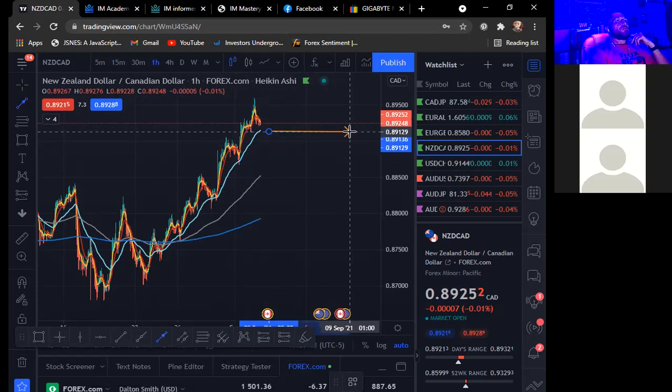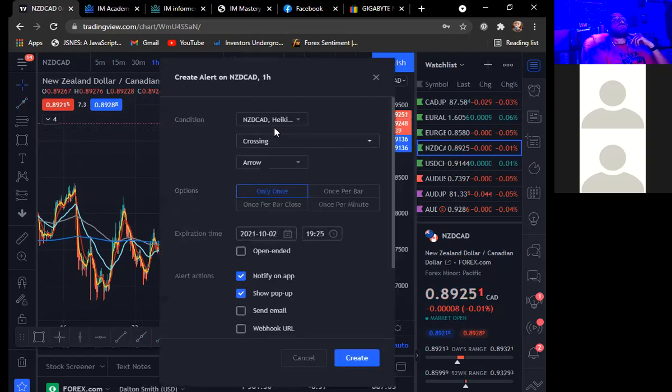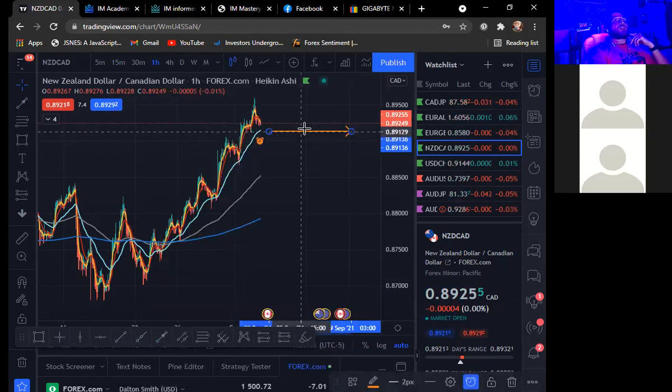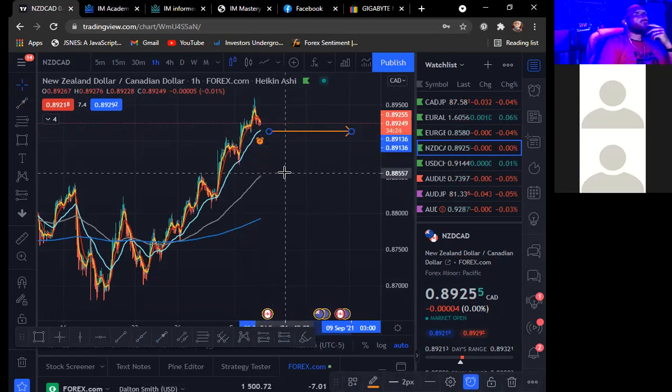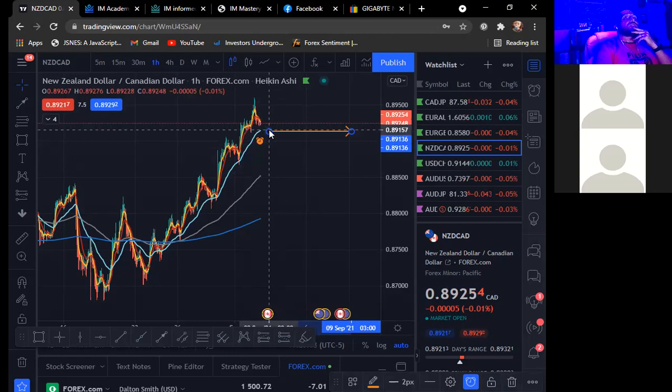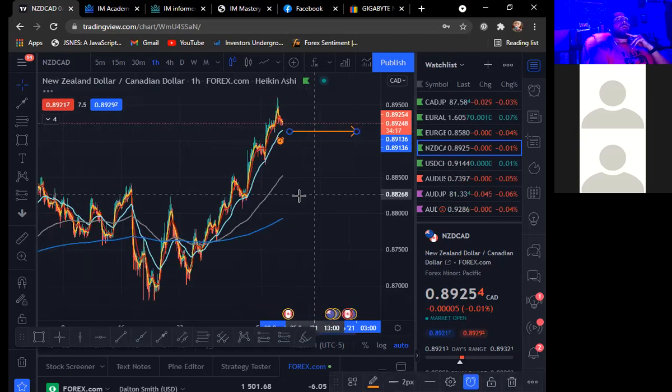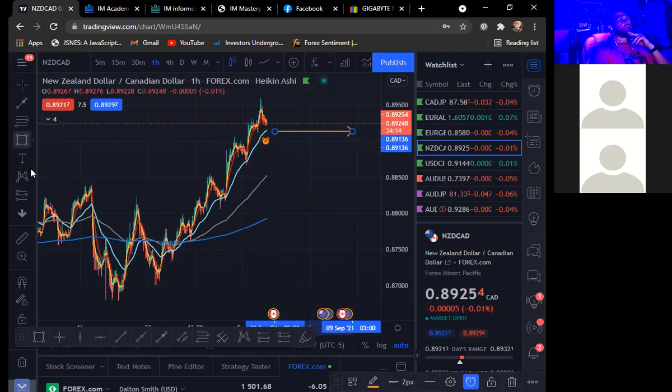That was the wrong button. That's an alarm on this anyways. So yeah, we're going to do crossing. And then when it crosses the 50, what I'm setting this alarm on technically, because it's right about in line with the 50, when the candles cross the 50, we'll get an alarm. We'll see what it does. We'll see if it runs on down to the 200. If it does, I'd sure like to catch it.